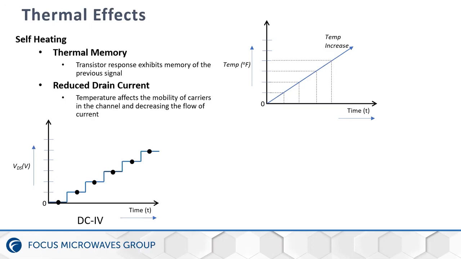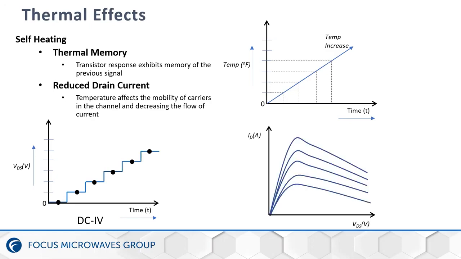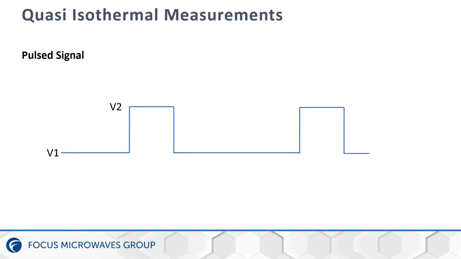So when we look into the DC IV curves of a transistor, we see that in the saturation region, the current decreases. The reason for this is that the bulk temperature within the device starts increasing, which affects the mobility of carriers in the channel and decreases the flow of current into the device. To avoid these thermal effects, pulsed DC characterization is the preferred method for IV characterization.